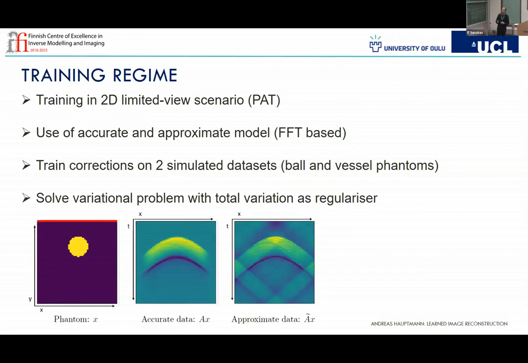So we trained it in 2D on a limited view scenario again. So we have here our now linear sensor, not planar anymore, just a line sensor. We use our FFT model as the approximate model. And we trained it then on 2 simulated data sets, so very simplified, just circles with different brightness, and then on more realistic vessel phantoms. And we used just a total variation as regularization, classic.